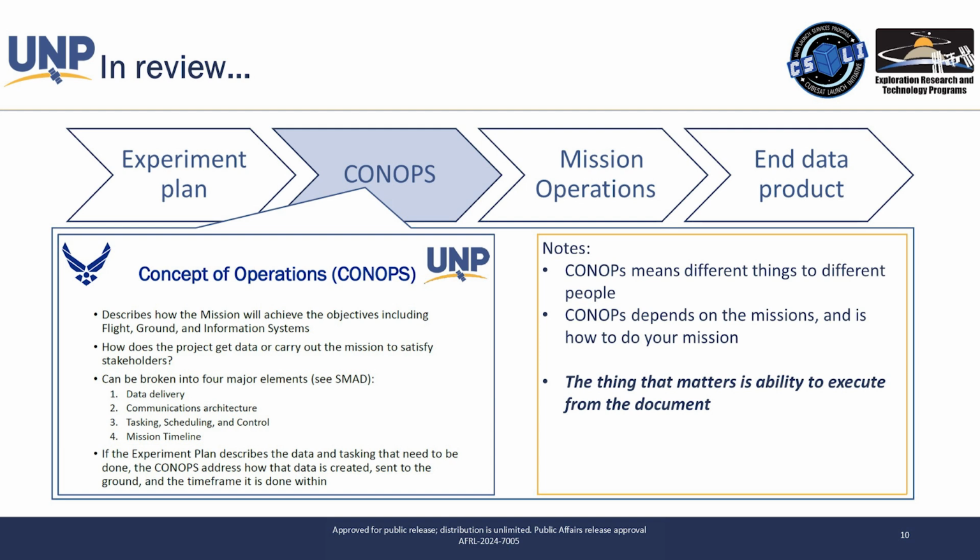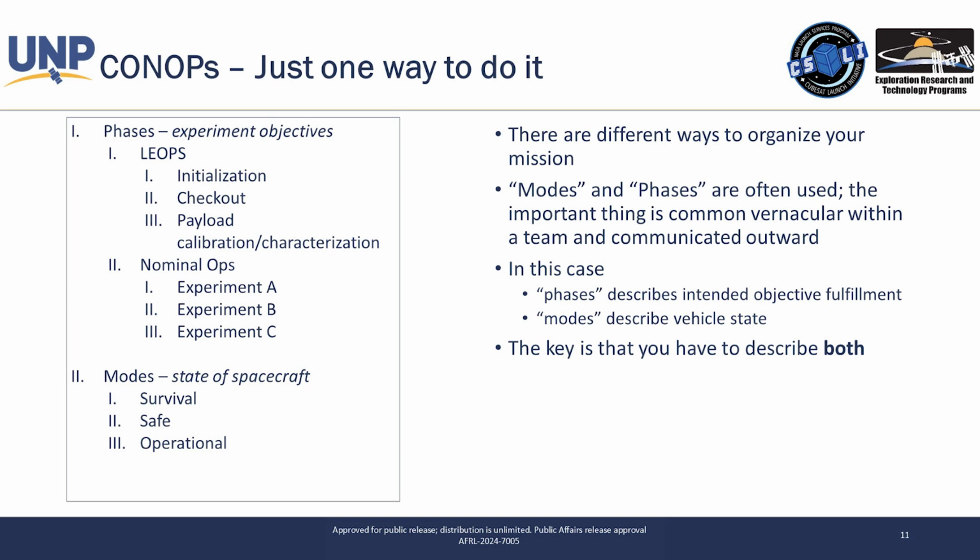So what objectives do you need to accomplish and how do you accomplish those objectives? What data do you need to get and how do you get that data down? You need to be able to execute from this. A list of what you need to do is great, but the ConOps really is how do you do all of these things? So one way to do this is to talk about your different mission phases and the different modes that your spacecraft will be in.